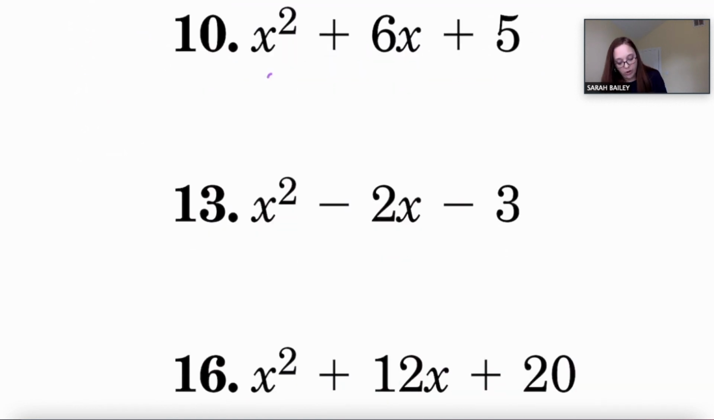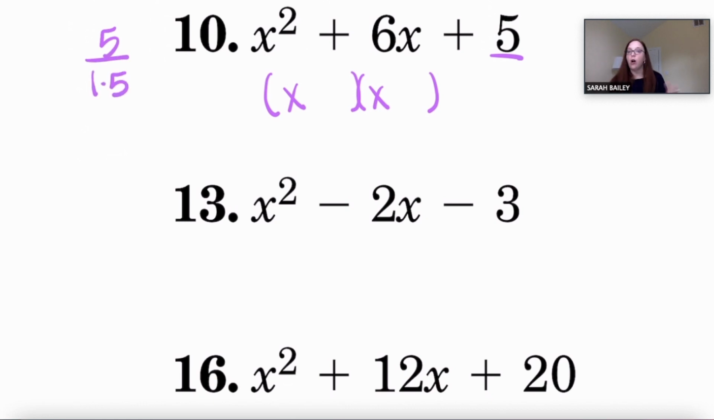Let's go straight down to number 10. So I already know it's going to be x plus something times x minus something. 5 is my constant term. The only factors of 5 are 1 and 5. So it has to be a 1 here and a 5 here. I'm trying to add up to 6. 1 plus 5 is 6. So it'd be positive 1 and a positive 5. That's it.